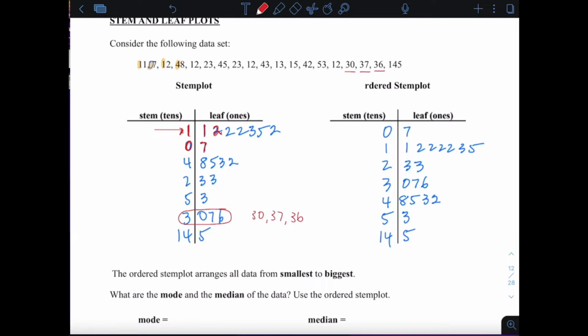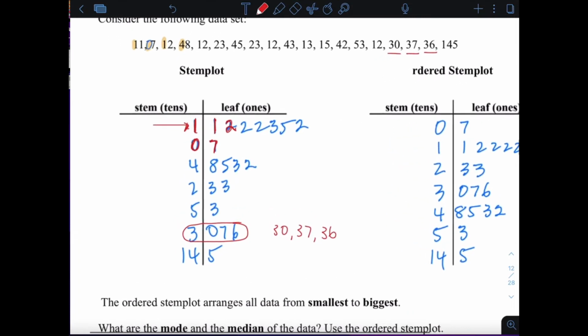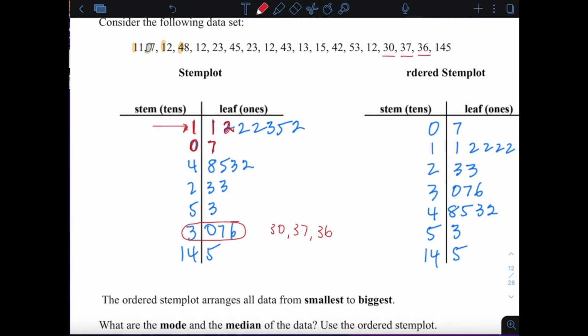So the way I've written the left-hand side chart here, the stem plot, I can see that I was just really going from left to right in the order of my numbers. So I have 11, 7, 12. My next one was 48. My one after that was another 12. And then I have 23. And then I have another 12.